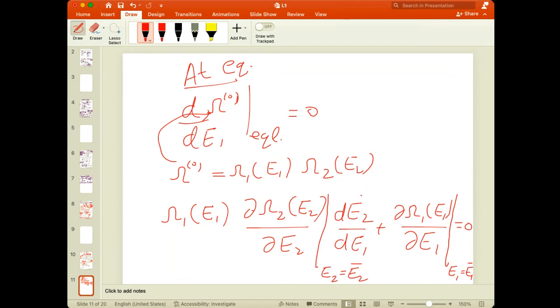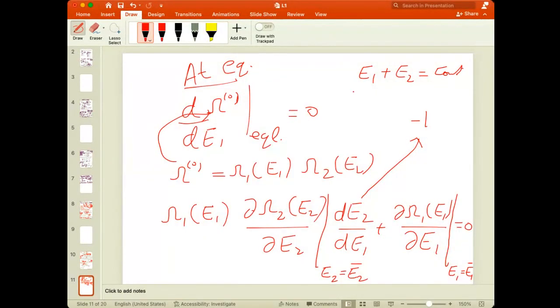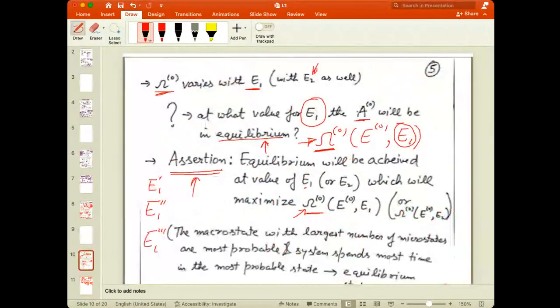I think you must understand or guess that this quantity is equal to -1. Why? Because E1 plus E2 was a constant, right? So if you do dE1 plus dE2, this is going to be 0. From here you can immediately see dE2 by dE1 is going to be -1. It basically says as much energy as you take from system 1 goes to system 2, so the change in energy of system 2 with respect to system 1 is exactly -1. That's easy to understand.